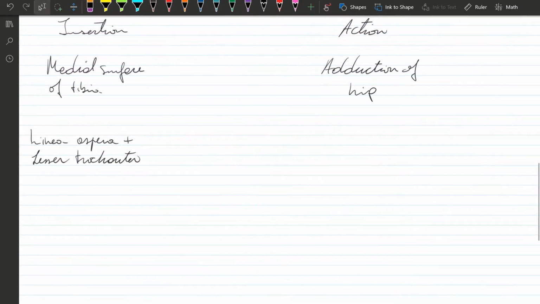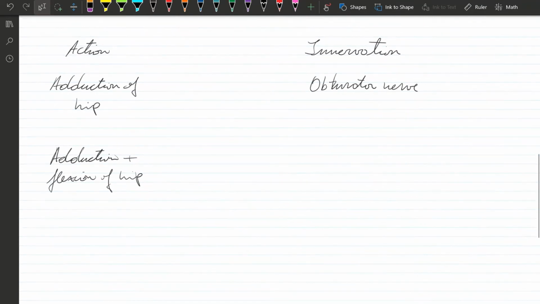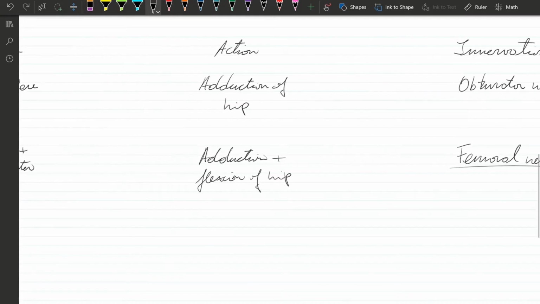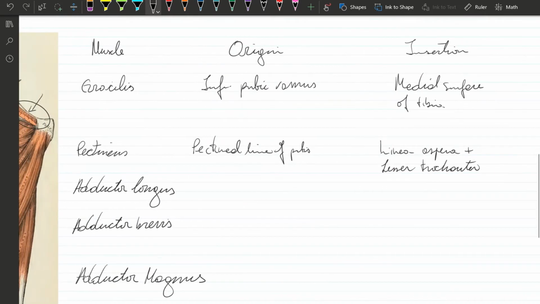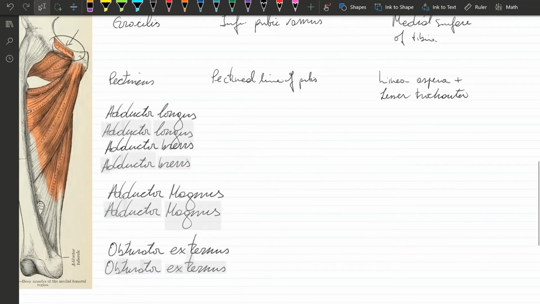It's going to have an action of adduction and flexion of the hip. And this is one of the muscles that is a little bit different in terms of its innervation, because this one is actually going to be innervated by the femoral nerve. One of the few differences that is found in this compartment.